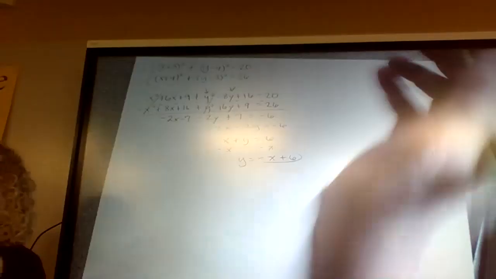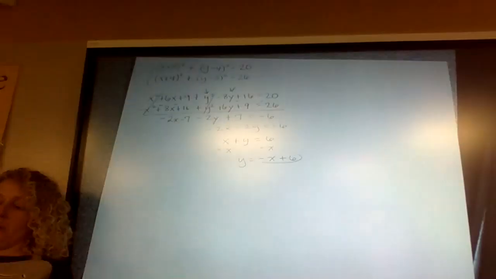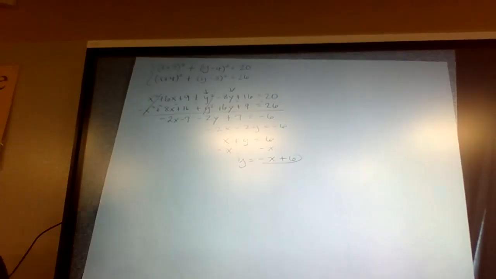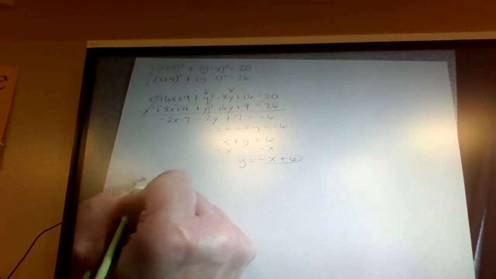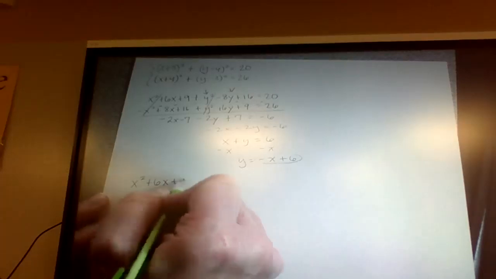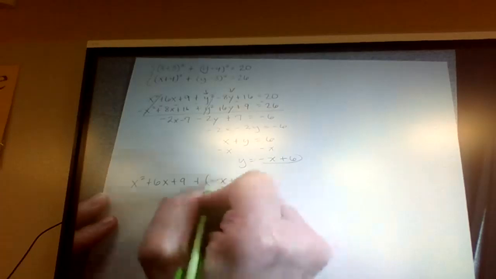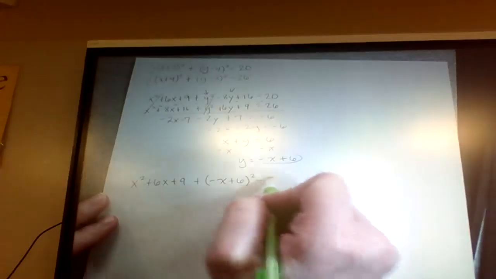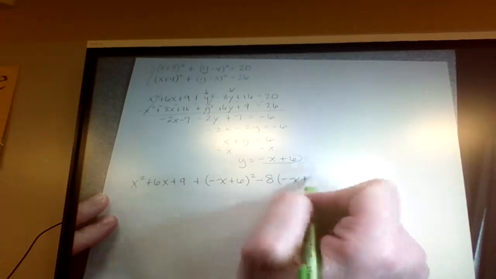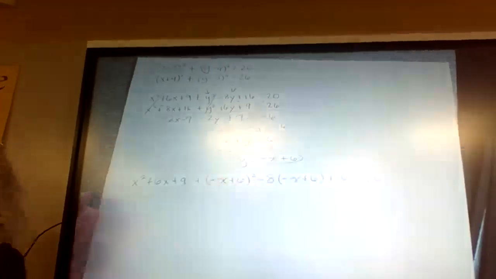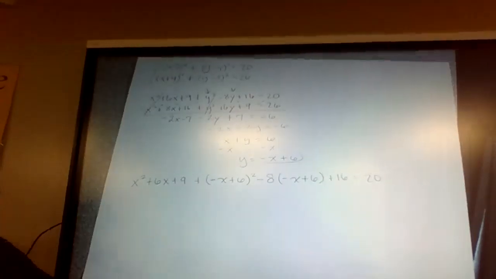put it in here and here, and I have one variable, and I can actually try to solve an equation now. So like x squared plus 6x plus 9 plus negative x plus 6 squared minus 8 times negative x plus 6 plus 16 equals 20. I could have put in that bottom one too, but I'd already written all over the bottom one, so that's why I went with that top one.